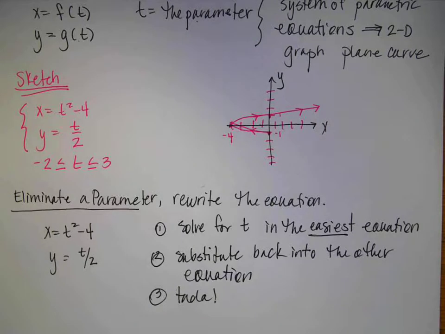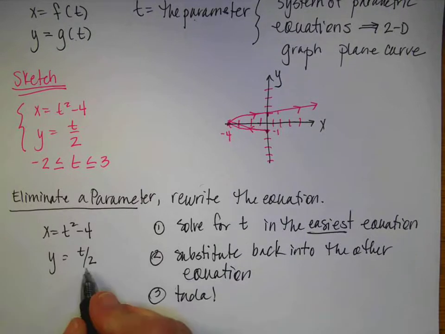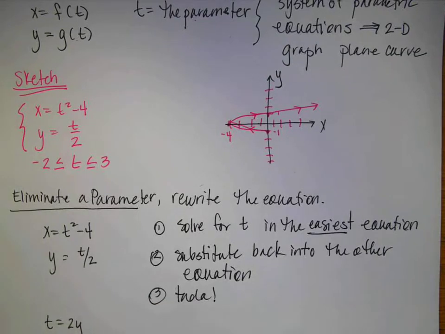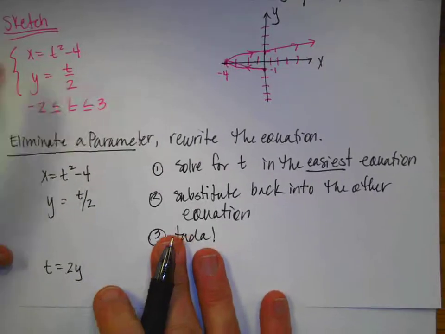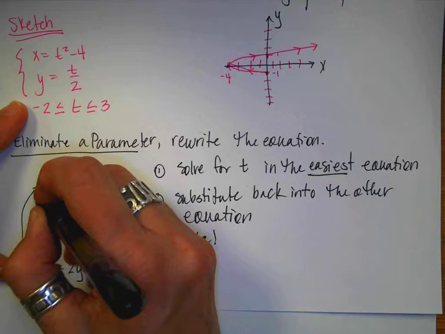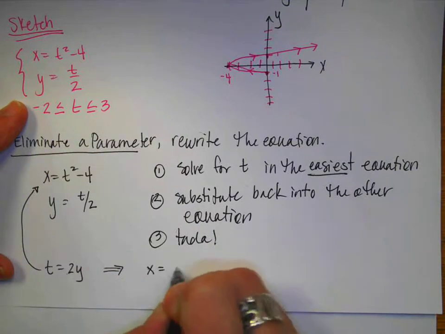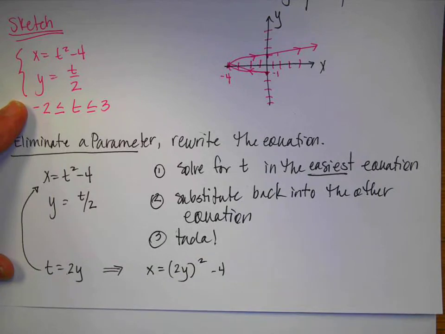So if I do this particular problem, let me turn this on, because sometimes when I don't, then I do stupid math, and that just makes us all sad. So if I solved for t in this one, I would cross multiply, so I would get t is equal to 2y. I'm going to substitute this into this equation up here. So then I'm going to have x is equal to (2y) squared minus 4.